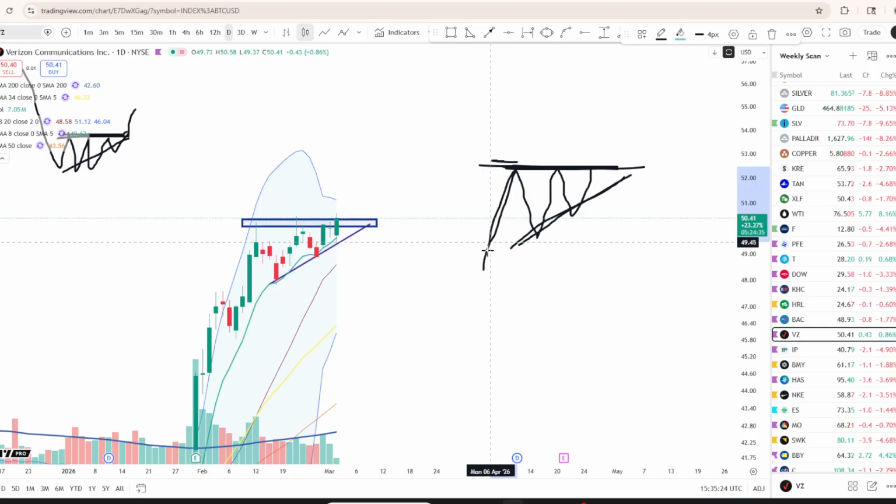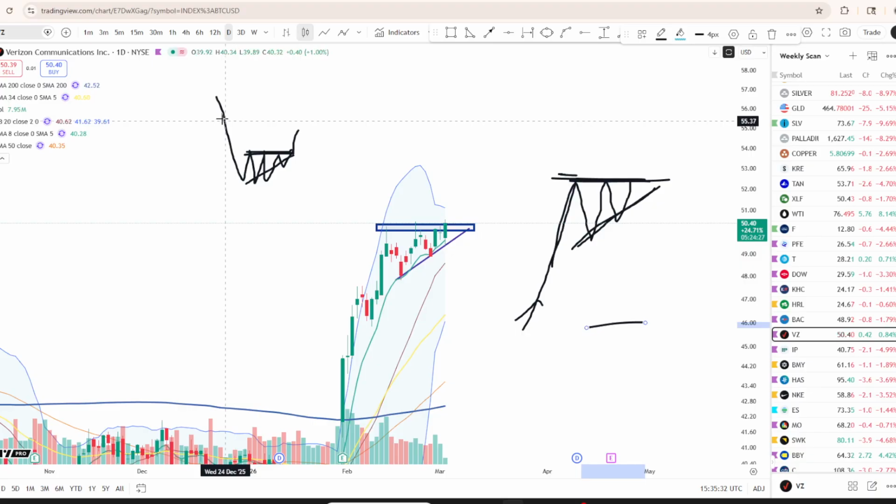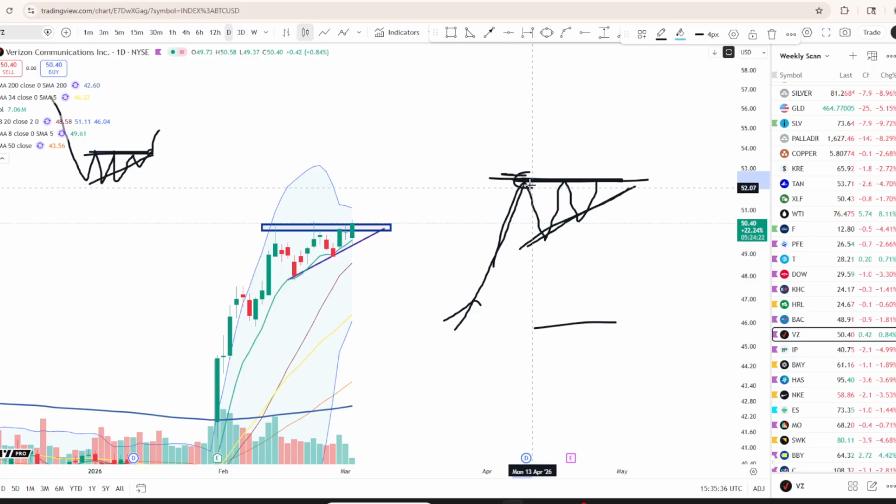So the ascending triangle is a bullish continuation pattern. First, you need a trend to continue. You're not going to have it in a sideways market. It can be after a reversal as well, but of course we're not going to act until we get a break of the overhead level of the horizontal structure. We have one here in Verizon, for example, on the daily chart.